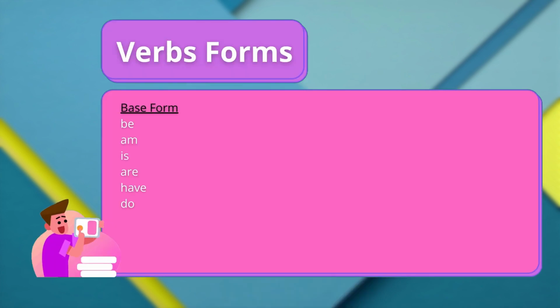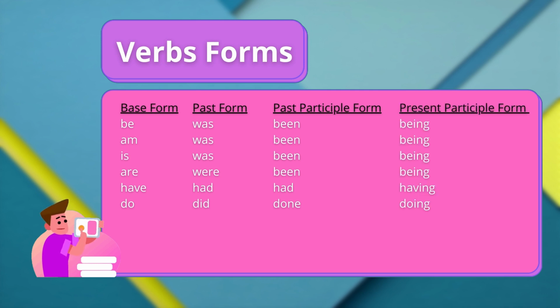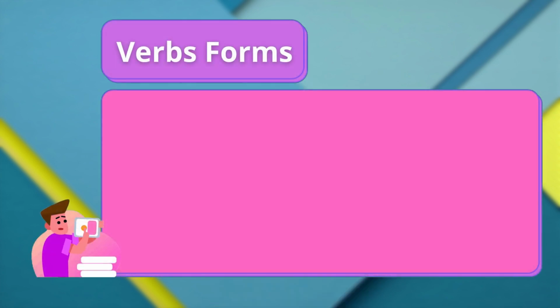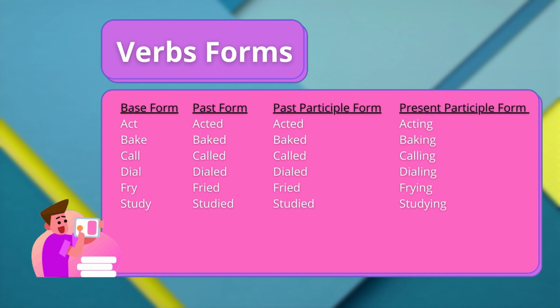Verbs also have different forms: base form, past form, past participle form, and present participle form. As you can see in this table, all these verbs are auxiliary verbs. Just like auxiliary verbs, ordinary verbs also have verb forms, which are base form, past form, past participle form, and present participle form. Notice that we add d, ed, or ied to the past form and the past participle form. Such verbs are called regular verbs.